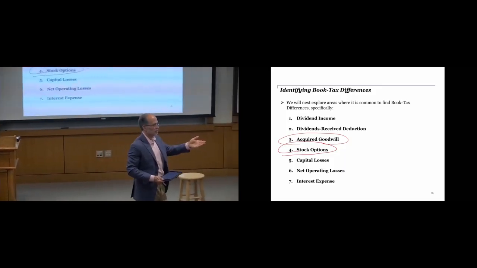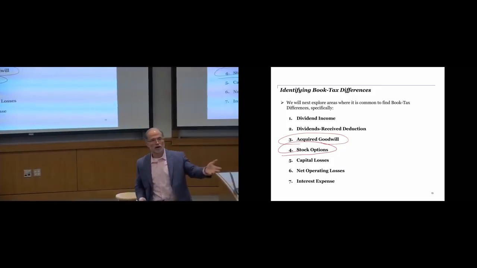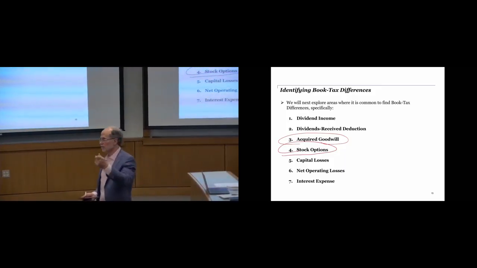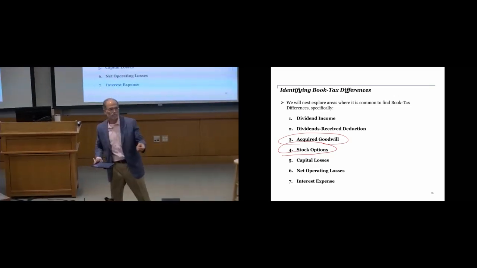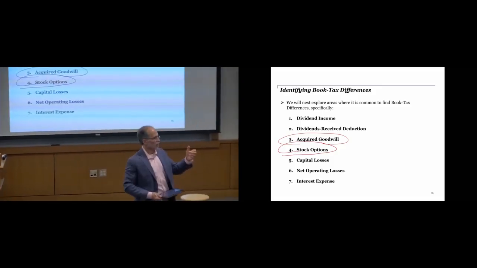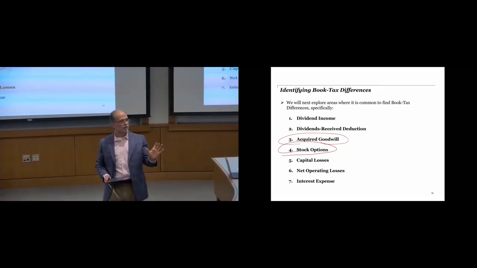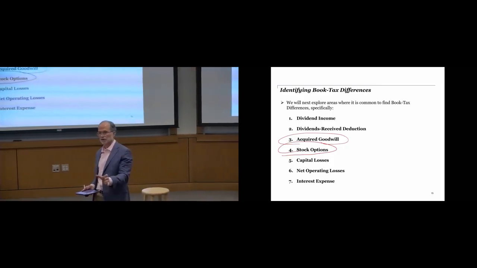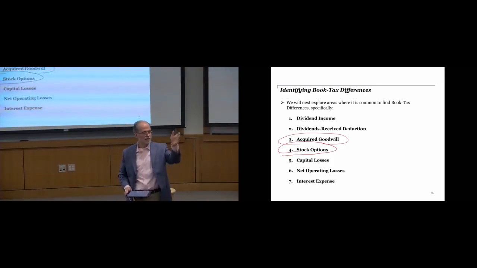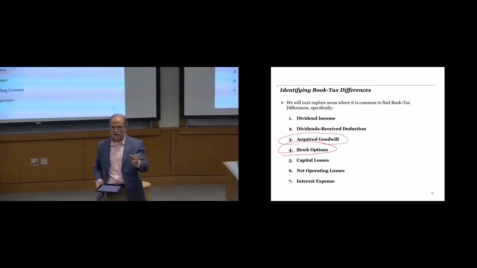On the midterm, there was a question about acquired goodwill and whether it was a permanent or temporary, favorable or unfavorable item. A couple of questions about that. Again, be very compartmentalized. What is happening for tax? What is happening for book? And think about them in those columns. What is my book column looking like? And I've got to get to my tax.